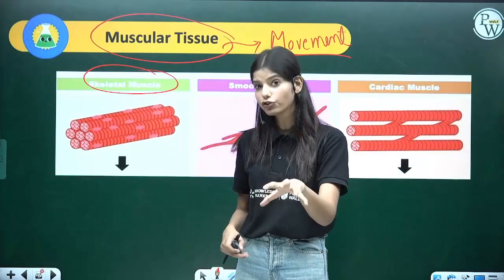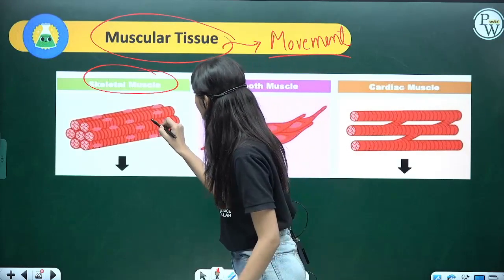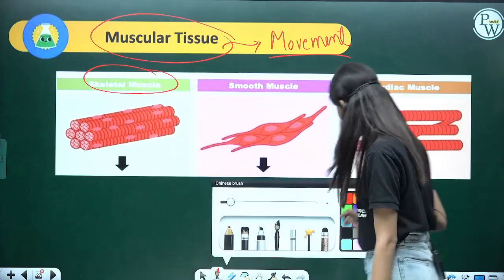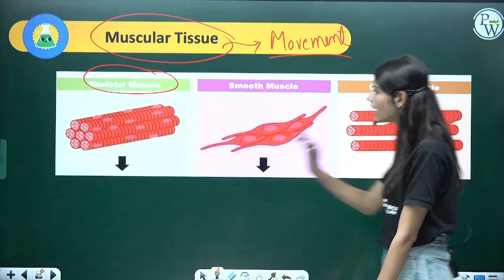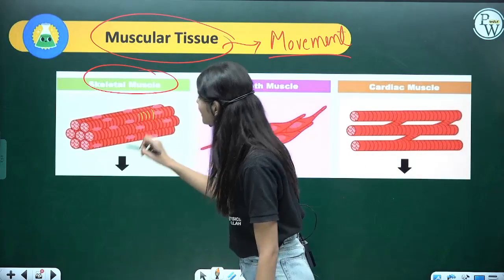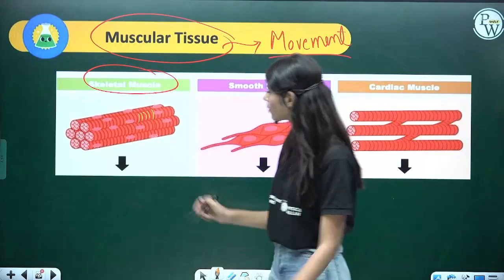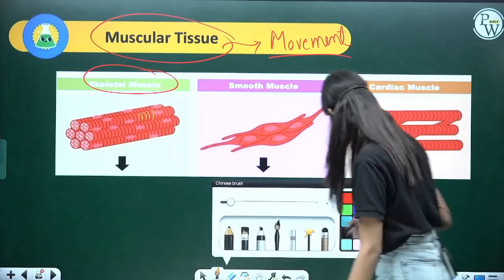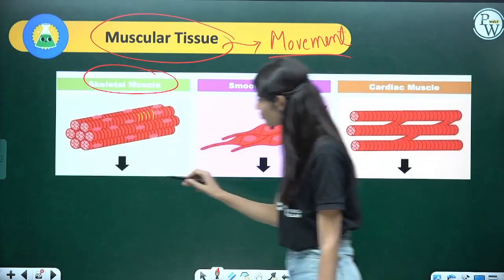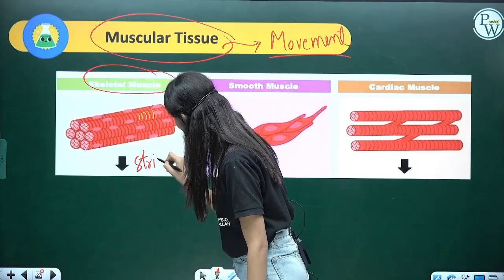This tissue is also called striated tissue. Why exactly? Because it has the bands. So here you can actually see the alternate bands of dark and light patches, right? Do you see the lining? These are nothing but the stripes which are present on the skeletal muscles, and that's why it is also called striated tissue or striated muscles. Okay, so it is called striated because it has stripes.